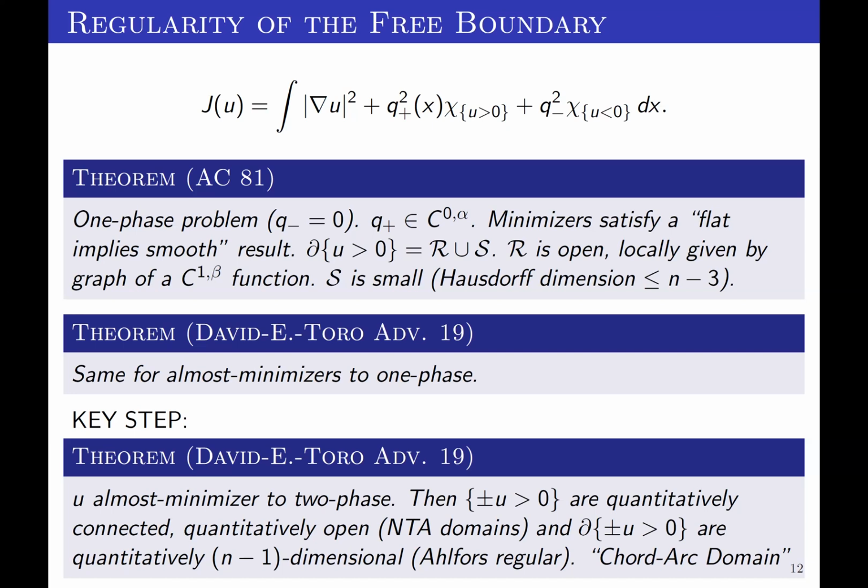We say, imagine you're an almost minimizer even to the two-phase problem. Then the positive and negative sets are quantitatively open. They're quantitatively connected. I'll talk about what that means in a little bit. These are called NTA domains. And the boundaries are quantitatively n-1 dimensional. People call this Ahlfors regular or Ahlfors-David regular sometimes. So basically, this was the essential starting step to proving our main theorem.